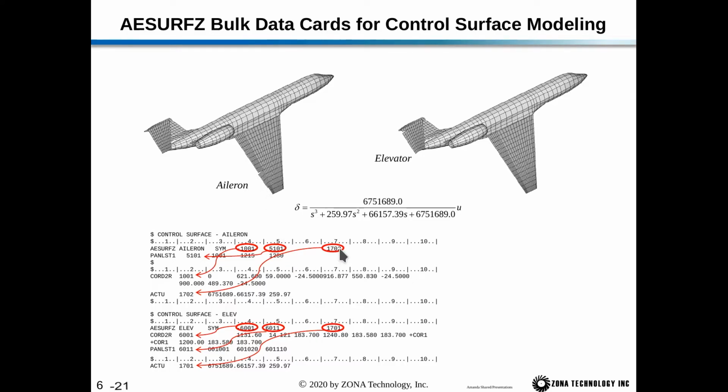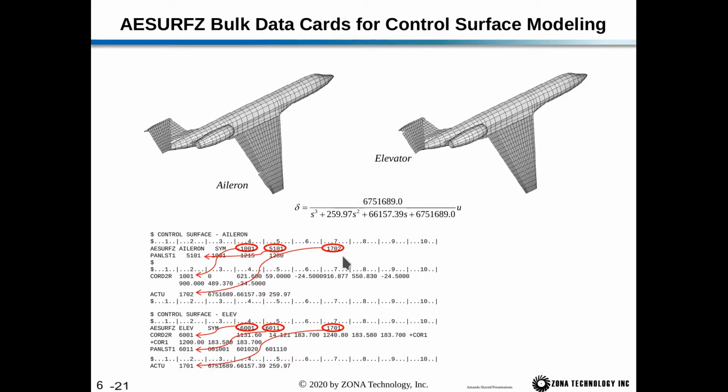And then lastly, the actuator. You can see that this number here, the A0 is here, A1 is here, and then A2 is here. And then lastly, for the elevator, we have the Cord 2R card. Once again, the z-axis of this defines the hinge line, and then the pan-LST1 card defines the boxes that make up the elevator. And then we have the same actuator.